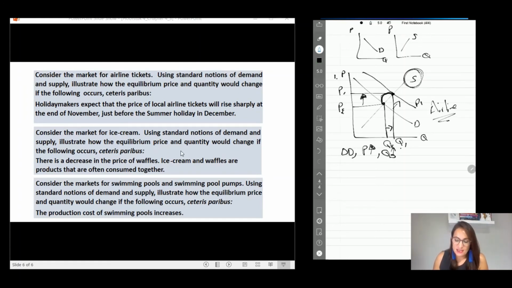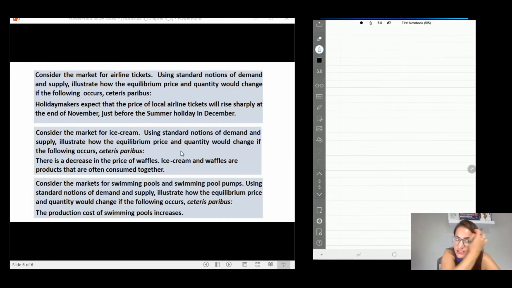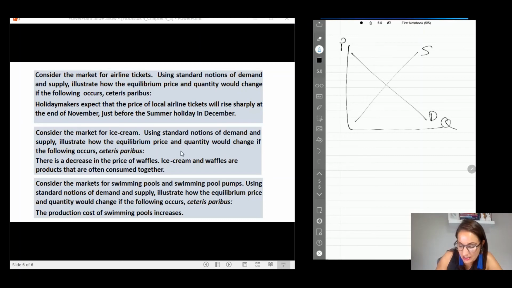Okay, so let's look at the next one. Consider the market for ice cream. So you have price and quantity, demand, supply, equilibrium price, equilibrium quantity, and you have this for ice cream. It says, consider the market for ice cream. Using the standard notions of demand and supply, illustrate how the equilibrium price and quantity would change if the following occurs, ceteris paribus. There is a decrease in the price of waffles. Okay, now what do waffles have to do with ice cream? So let's read further. Ice cream and waffles are products that are often consumed together.